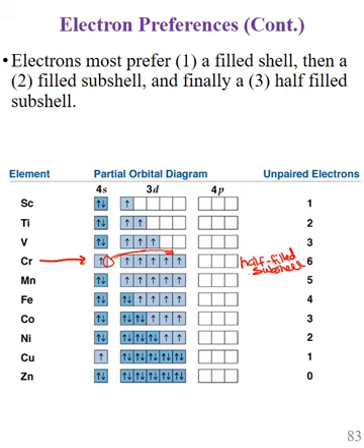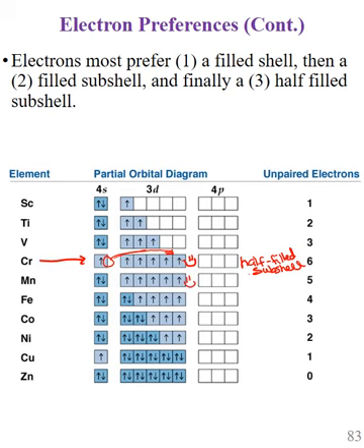Okay, then we have manganese. Manganese looks normal. We have 2 electrons in the 4s, 5 there. So this one's pretty happy too because it's half filled. Okay, then we have iron. Notice how now they're starting to double up in the 3d. They're running out of room. Cobalt, nickel. Now look at copper. What happens there?